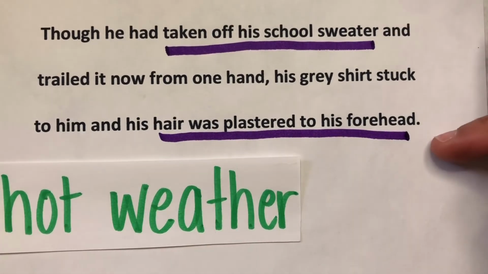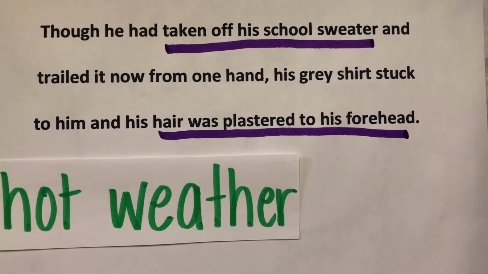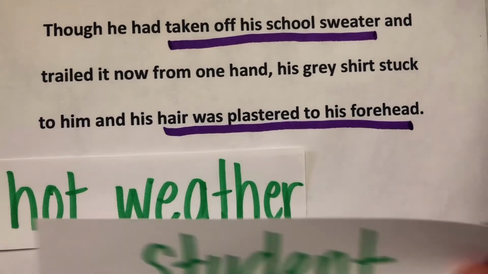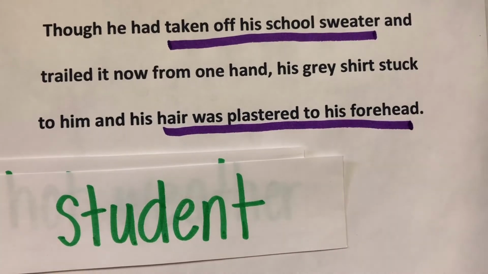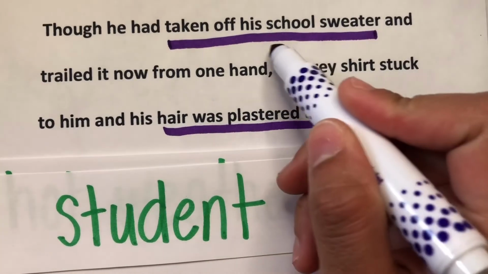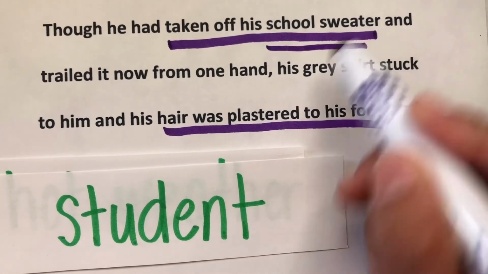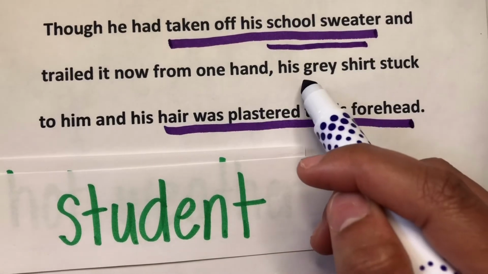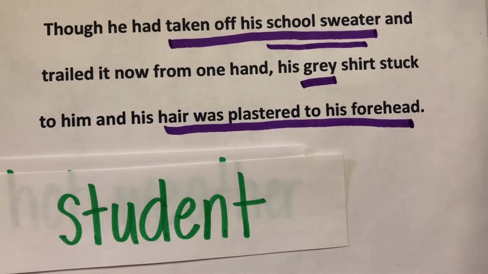These are the exact words the author used, which makes me infer that it is hot. It must be summer. I can also infer that he is a student because of the words school sweater. He's wearing a uniform. The color gray is also a uniform color based on what I know.